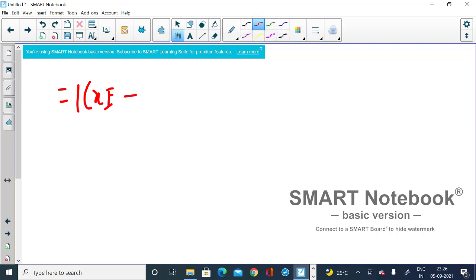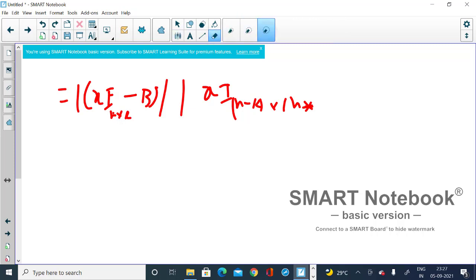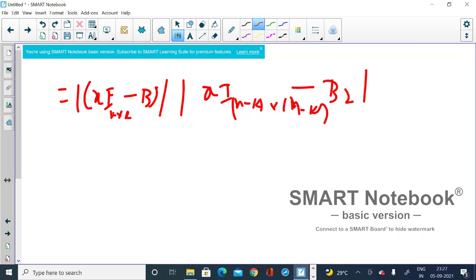xI minus B, into the determinant of whatever x. So this is the identity, k cross k identity, and the rest, this xI will be n minus k cross n minus k. The total matrix is n by n, so this is n minus k cross n minus k, minus some B2. This is the determinant.